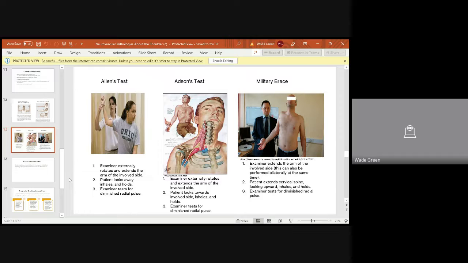The last one we see here is the military brace test. The examiner takes the arm again, but the one thing you notice with military brace is the head position. The patient looks up to the ceiling and extends the cervical spine. The examiner is standing behind the patient and extending the shoulder. You see how the shoulder in this test is passively being extended. The examiner has the patient take a deep breath and hold it, and looks for a diminished or absent radial pulse.